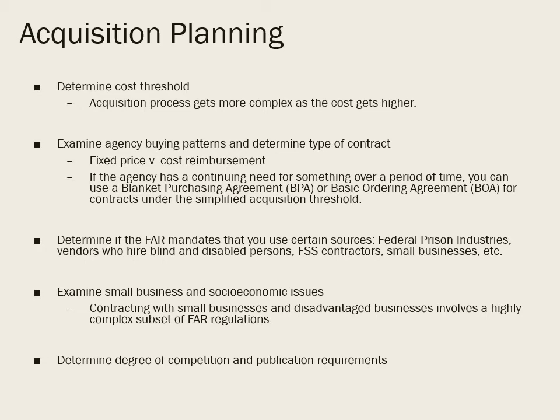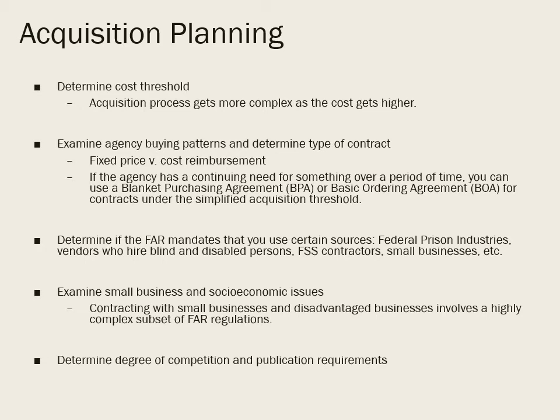So agencies then review their buying patterns, determine how the agency handled similar procurements in the past. They can use what's called a blanket purchasing agreement if they've got continuing needs to be filled over time. So the successful contractor gets the BPA, the blanket purchasing agreement, and then the government just submits purchase orders when it needs something.